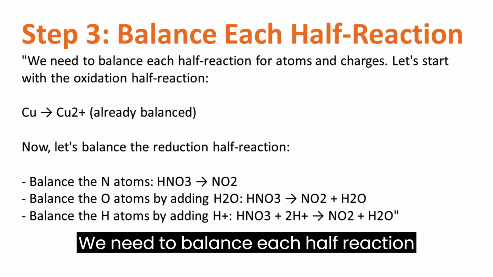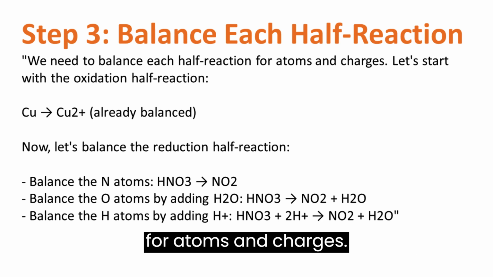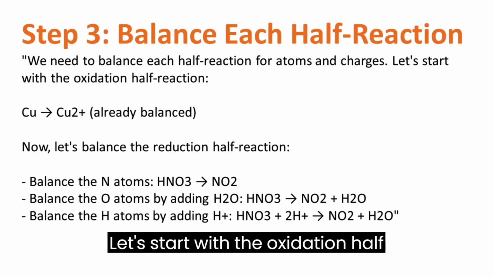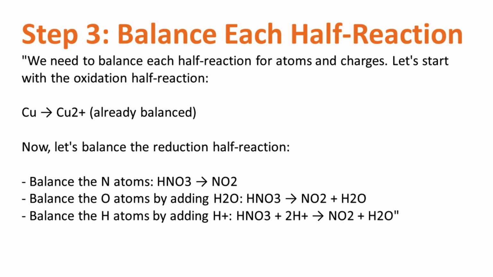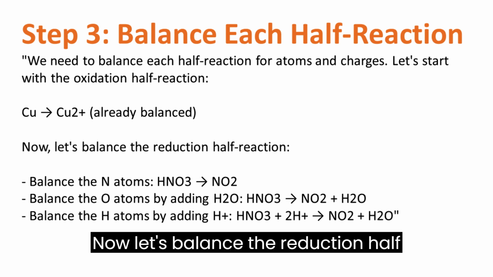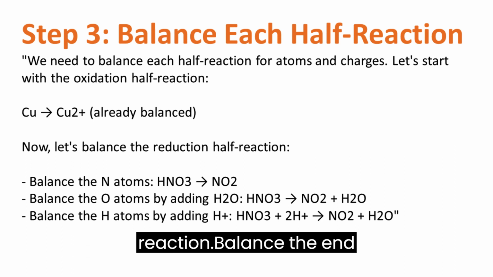We need to balance each half reaction for atoms and charges. Let's start with the oxidation half reaction. Cu → Cu2+, already balanced. Now, let's balance the reduction half reaction.